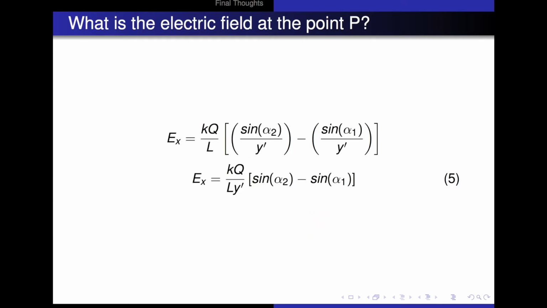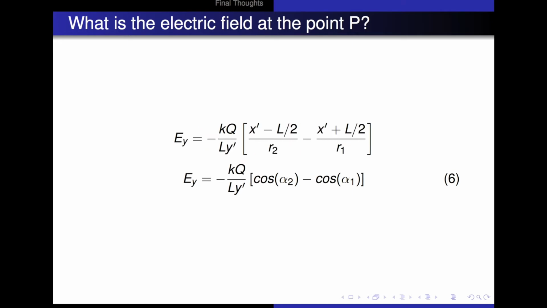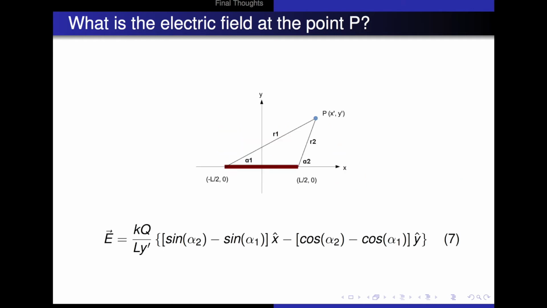So I can plug these expressions into my equations for Ex and Ey. For Ex, I plug in sine alpha 2 over y prime and sine alpha 1 over y prime, and I get kq divided by L y prime times the difference of sines. For Ey, I can plug in the cosine term, and I get minus kq over L y prime times the difference of cosines. So putting it all together, E is equal to kq divided by L y prime times the difference of sines in the x hat direction minus the difference of cosines in the y hat direction. So now, let's put this equation to use.